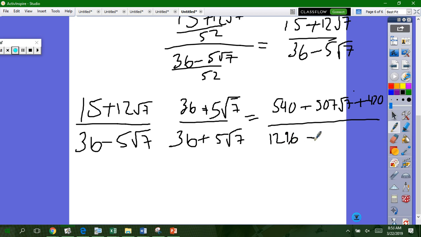Minus 7 times 25 is 175. Now, why did I skip the outer and inner terms of the FOIL distribution process? Because they're conjugates, and we don't care about them.